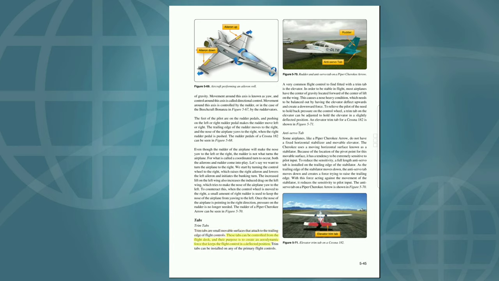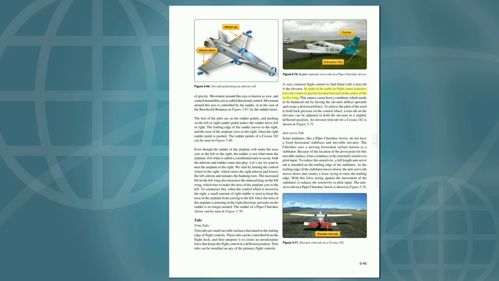These tabs can be controlled from the flight deck, and their purpose is to create an aerodynamic force that keeps the flight control in a deflected position. Trim tabs can be installed on any of the primary flight controls. A very common flight control to find fitted with a trim tab is the elevator.